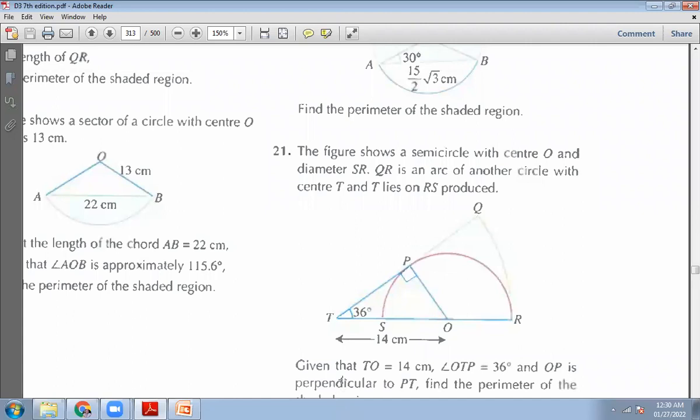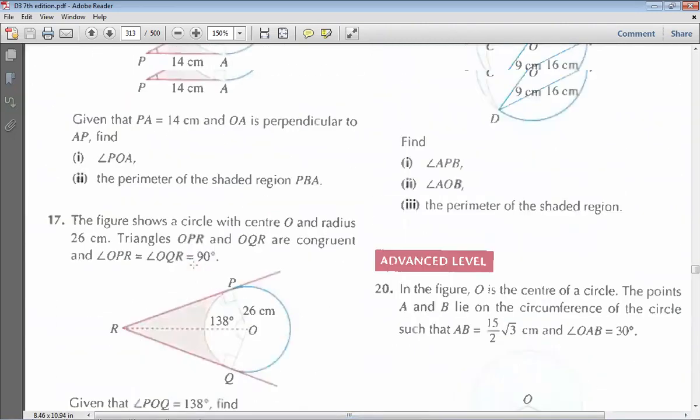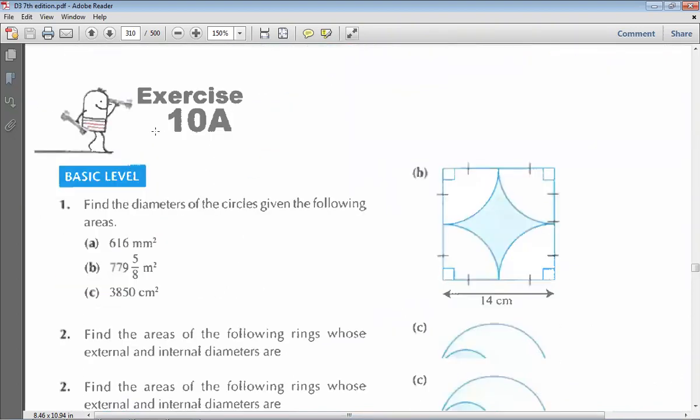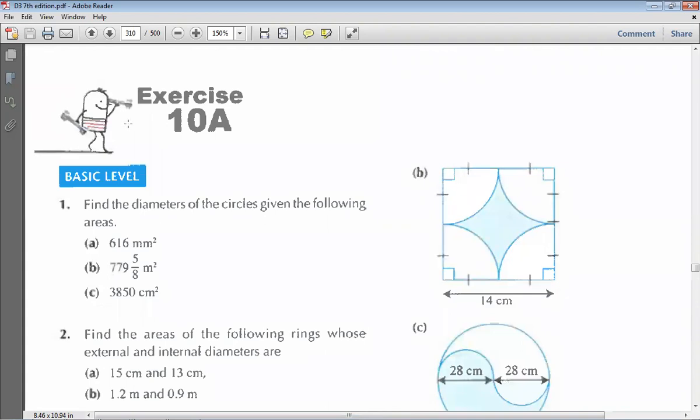So my dear students, today we have completed the exercise. We were working on D3, New Syllabus Mathematics 7th edition, exercise 10A, and we have done, I think, 3 lessons on this exercise. All these 3 lessons have been recorded and uploaded on my YouTube channel, and you can watch them. I have tried my best to explain the concepts of how these questions are done. I hope that this video will help you to understand the concepts of this exercise.